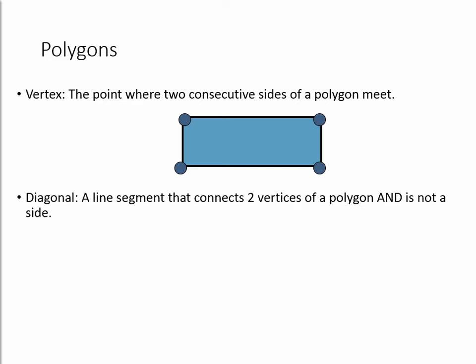A diagonal is a line segment that connects 2 vertices of a polygon and is not a side. Because our sides basically are connecting vertices, those non-adjacent vertices mean they're not next to each other. So a diagonal is a line segment that connects two vertices of a polygon and it's not a side.